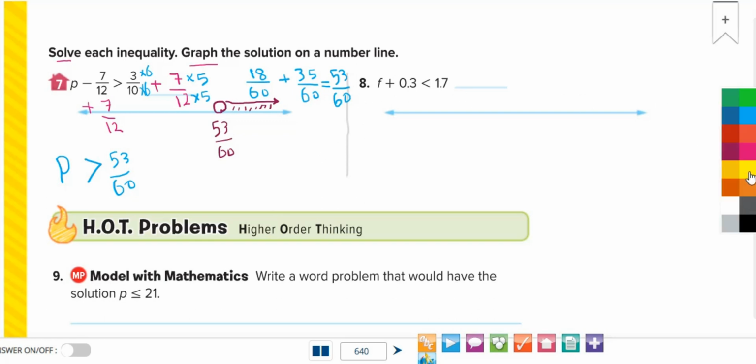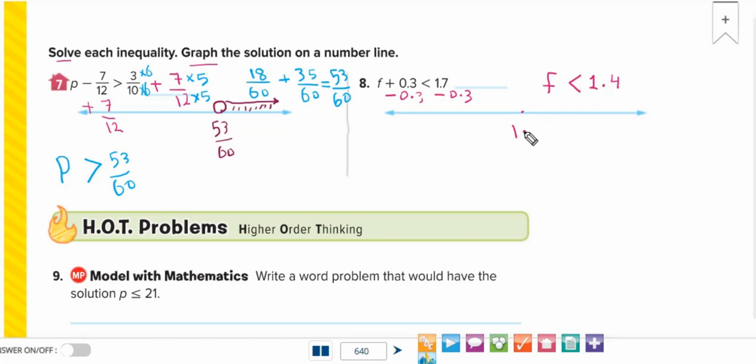About this problem, of course, we will subtract 0.3 from both sides, and this will give you f smaller than, what is 1.7 minus 0.3? Yes, excellent, it is 1.4. Locate 1.4 anywhere. Don't bother yourself with making 0, 1, 2, 3 and so on. Just put 1.4, make an empty circle, and of course go to the left because it is smaller than.